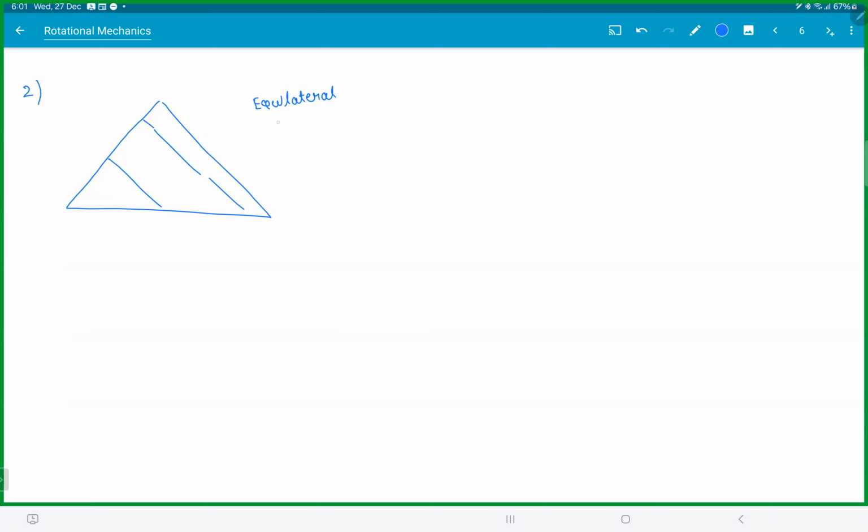Equilateral triangular plate, side A. This is point A, which is going with V. This is point B, which is going like this with some velocity VB, which I don't know. This angle is 60. This is point C. Find VB, find omega of the plate, and find velocity of C. This is the same as the previous one, I just changed the shape.